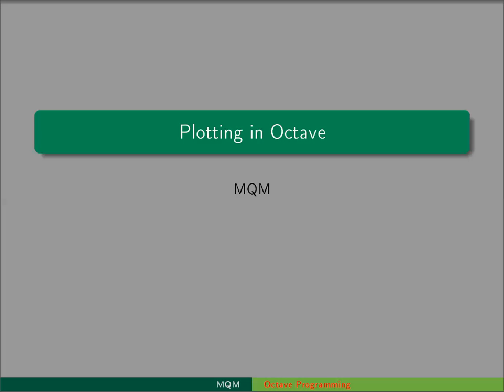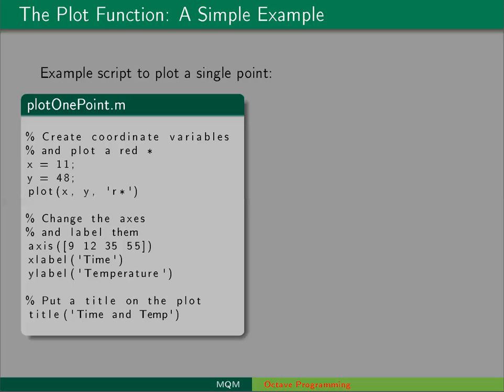This short presentation introduces some topics on plotting in Octave. We're going to work with 2D plots, and here's an example script to start off with plotting a single point. We're going to create variables x and y, assign them values, and then call the plot function where we pass it x and y. And then we have this extra argument r and then the asterisk.